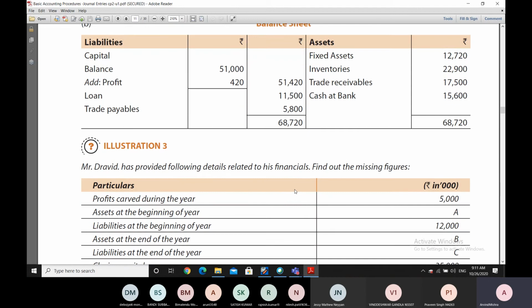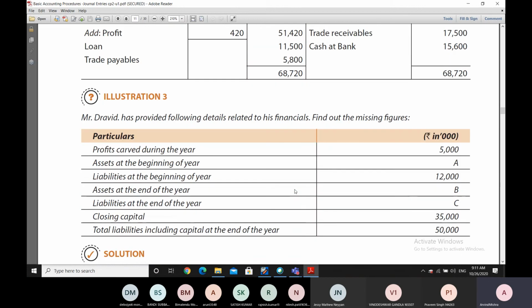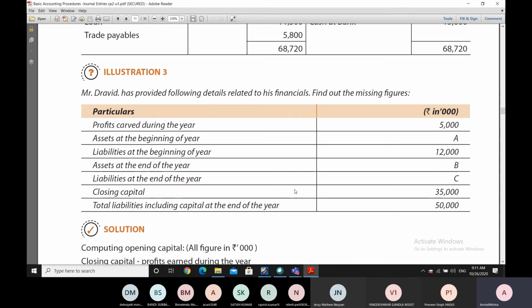Now let's say that we take one more example. Now let's say that we are given some details. What we are saying is that if certain detail is missing, that can be calculated by using the accounting equation. So Mr. Dravid, you can call him Rahul Dravid also if you want, he has provided us the following details related to his financials, and we have been asked to find out the missing figure here.